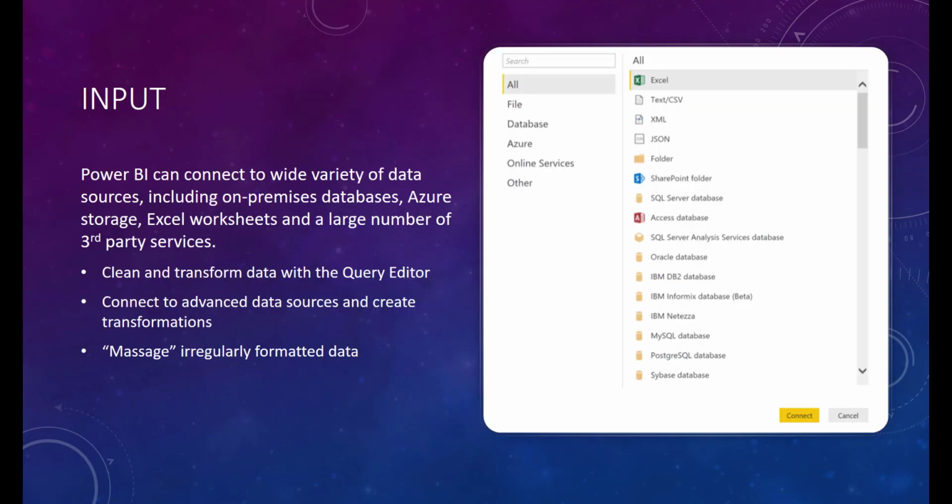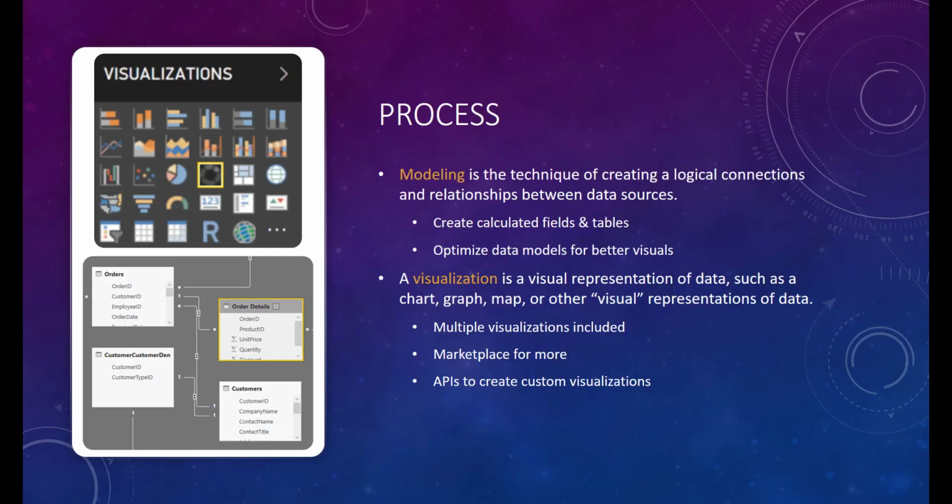For the input part, Power BI can connect to quite a wide variety of different data sources. And these include text files such as Excel and CSV files, different databases, as well as on-premises databases that you have locally. And then once you connect to them, you can transform and clean that data even before it gets loaded within Power BI.